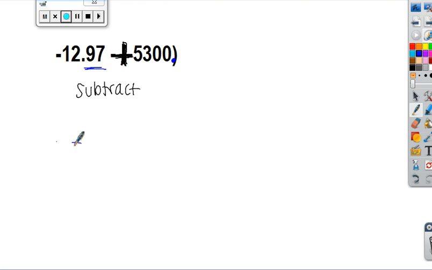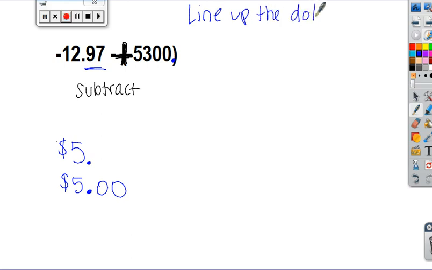When I think about it, I think of $5. $5 can be written like that, or $5 can be written with a 5 and then a decimal 00. Those equal the exact same thing. So behind this whole number, there's actually a decimal. So the first rule that you have to remember is when you add or subtract decimals, you have to line up the dots.